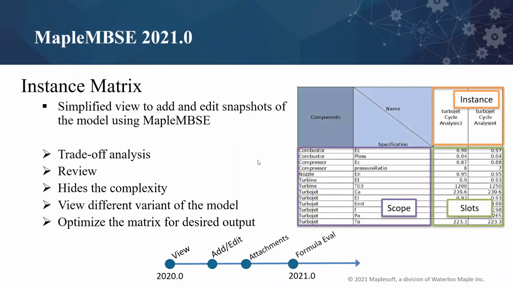To give you an overview of what the instance matrix is, we have been working on this feature from a few releases back, starting from 2020.0. Initially, this matrix was included as a view-only feature, and then as an incremental improvement, we added the options to add and edit. Then we added the attachment feature to it. Now the new feature that has been included is the formula evaluation.